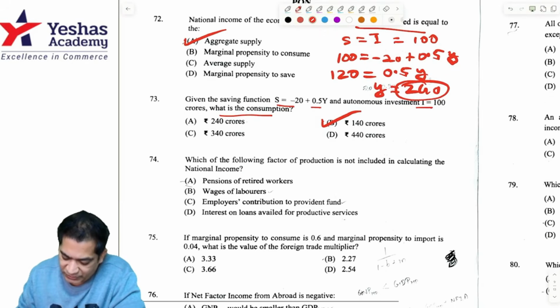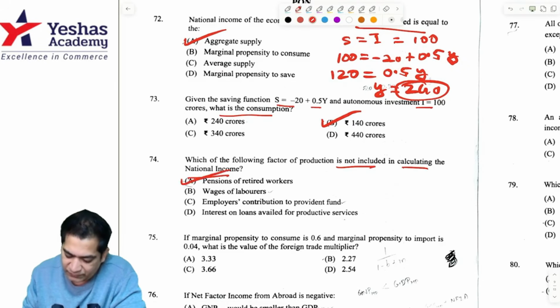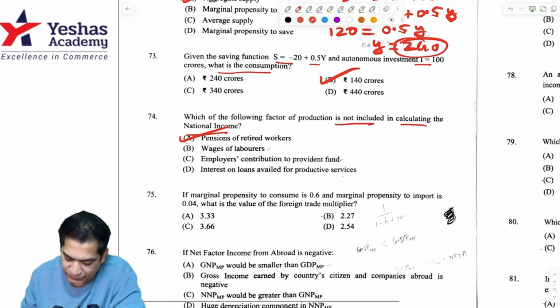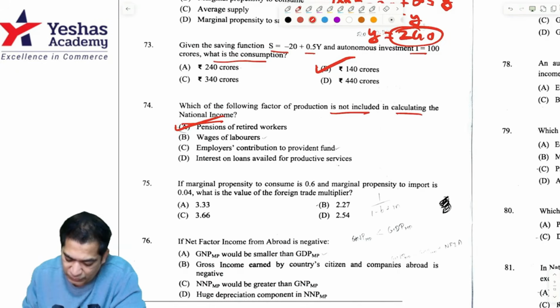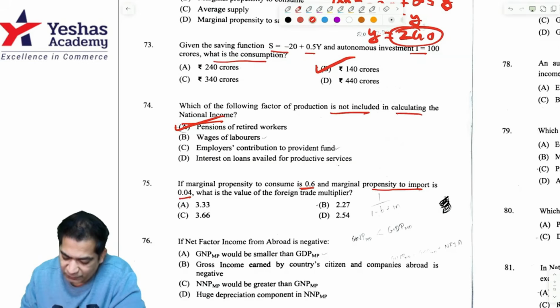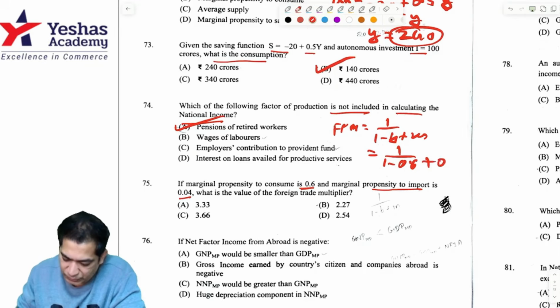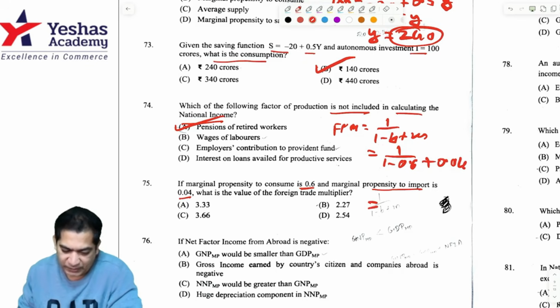Which of the following factors of production is not included in calculating national income? Pension of retired workers. Yeah, it's a transfer income. Direct question. If marginal propensity to consume is 0.6, marginal propensity to import is 0.04, what is the value of foreign trade multiplier? We know the foreign trade multiplier. What is the formula? 1 by 1 minus b plus m. So 1 by 1 minus 0.6 plus 0.04.